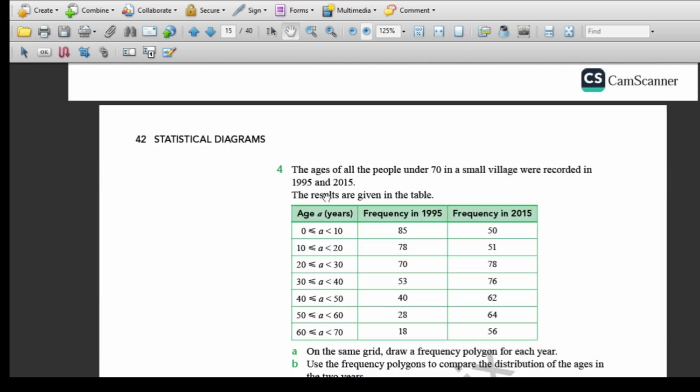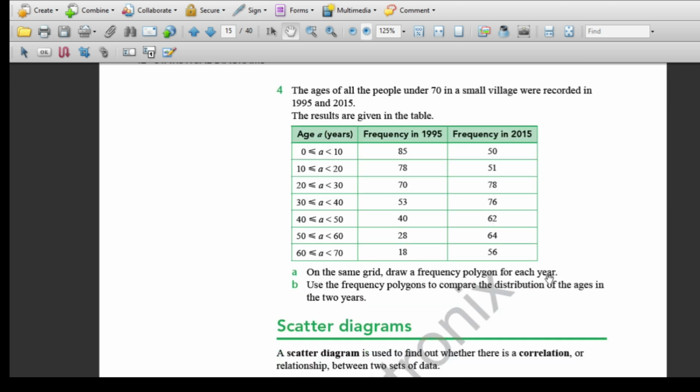Question number 4. The ages of all the people under 17 in small villages were recorded in 1995 and 2015. The results are given in the table. These are the ages and these are the frequencies in 1995 and in 2015. On the same grid, draw a frequency polygon for each year, and use the frequency polygons to compare the distribution of the ages in the 2 years.